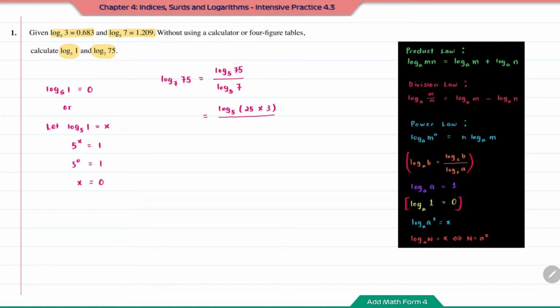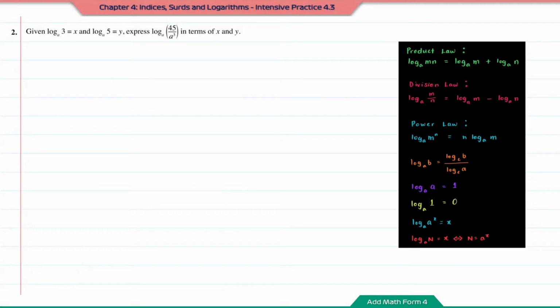And for the denominator part, the log base 5 of 7, now I'm going to replace it with the value of 1.209. So next, refer to the product law. The numerator part, I can write it as log base 5 of 25 plus log base 5 of 3, over 1.209. And this 25, I can write it as 5 squared. Therefore, log base 5 of 5 to the power of 2, referring to the law here, will be equal to 2. And this log base 5 of 3, we're going to substitute with the value given, which is 0.683. Then we're going to divide it by 1.209. Solve this, then you're going to get the answer is equal to 2.2192.